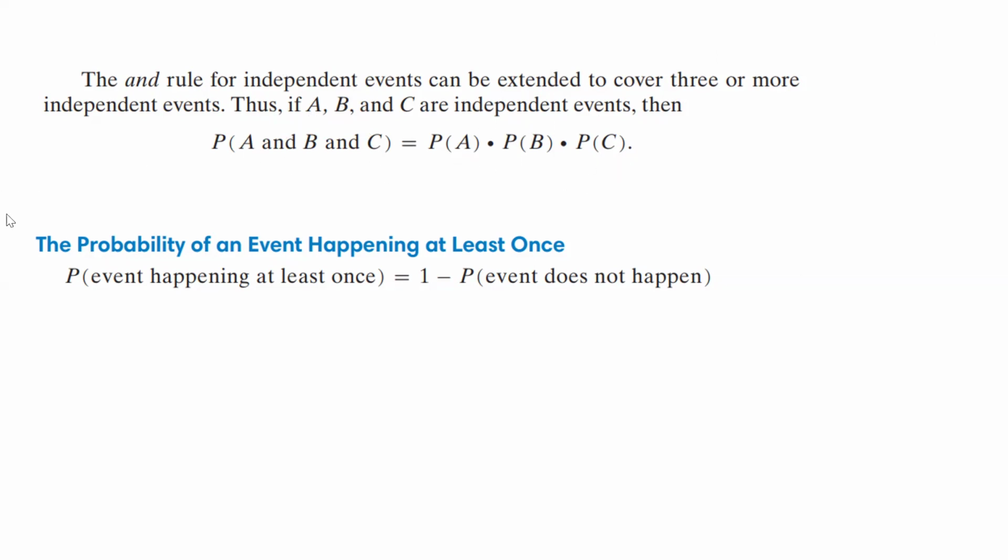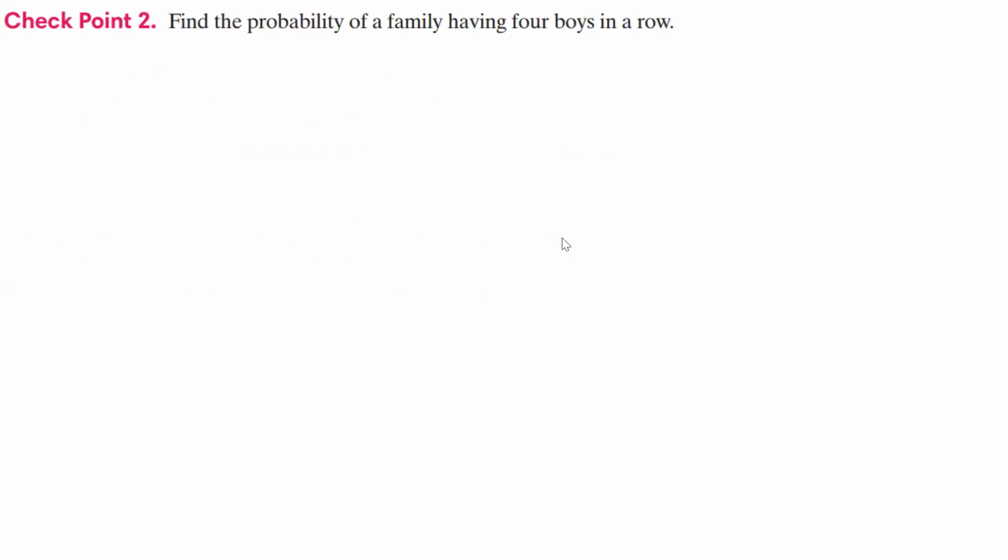Now, what about the probability of an event happening at least once? Well, the probability of that event is equal to 1 minus the probability that the event does not happen. So that's going to be an equation we're going to have to use on some problems. Knowing both of these will help us in the future to figure out some of the problems that they will assign us. So what about the probability of a family having four boys in a row?